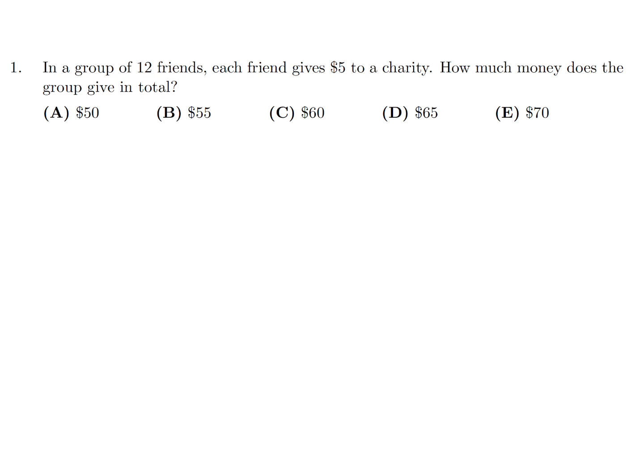A group of 12 friends, each friend gives $5 to charity. How much money does the group give in total? So we have 12, each gives $5. 12 times 5 is a calculation, that would be 60. C.